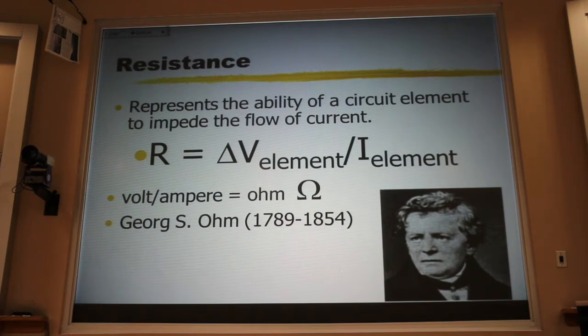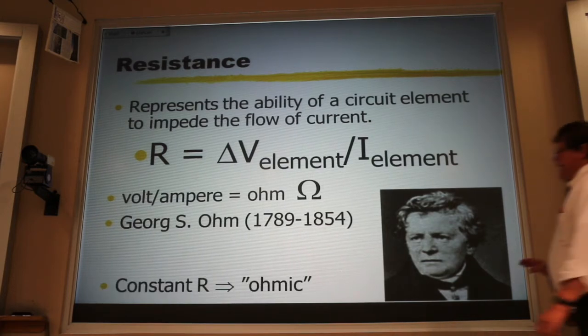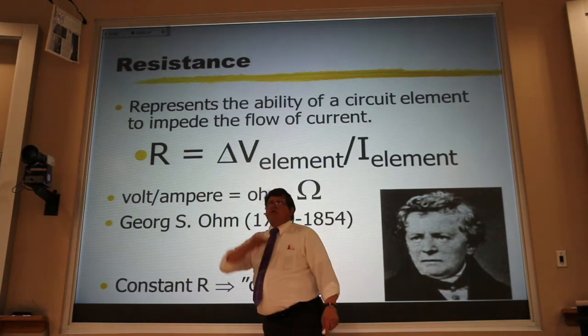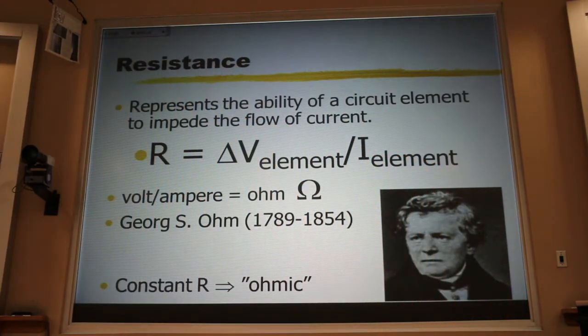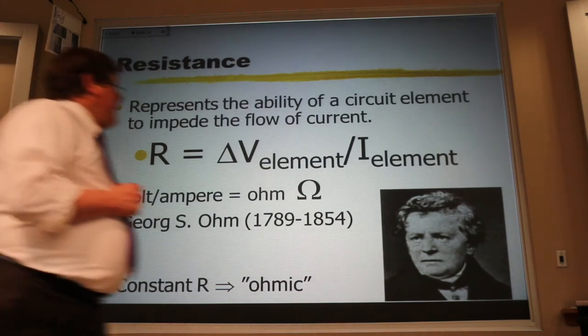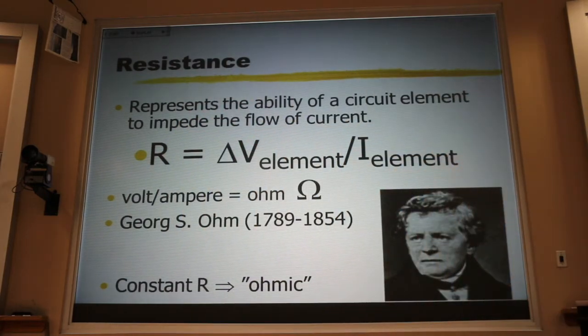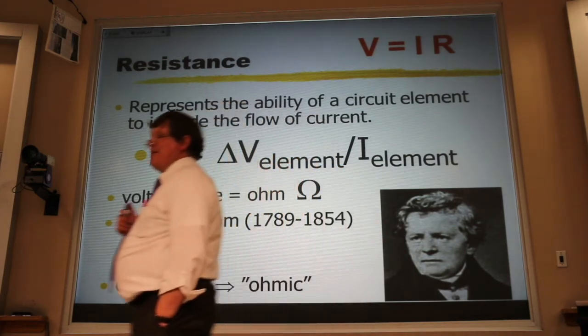Now, what we find is that many materials have a constant resistance regardless of how hot they are, or regardless of how many amps are flowing through them. And we call these materials ohmic. Now, when something is ohmic, we typically use this definition as a law, and it's called Ohm's law. V equals IR. Now, when I say V equals IR, I really mean delta V equals IR.